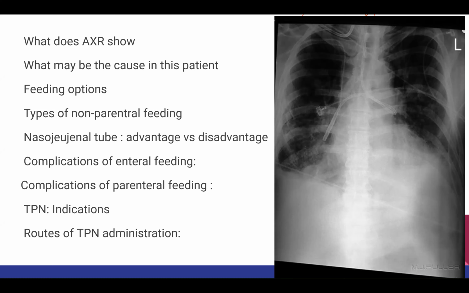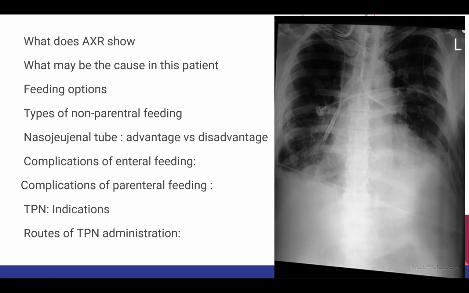Regarding the feeding options, we primarily have two options: parenteral and enteral. Parenteral includes TPN, whereas enteral includes various others, that is the oral, nasojejunal, nasogastric, PEG, and jejunostomy.